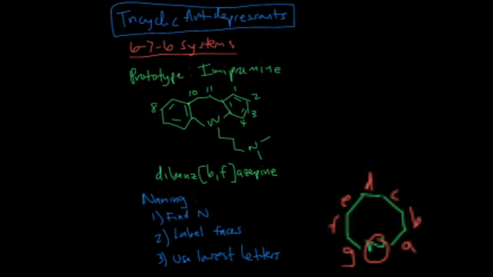Okay. So you're going to find the faces of this middle nitrogen ring that attach to the left and the right rings. So you can see here that this middle ring attaches at the A, B. So A, B, the B side attaches to this right ring. Then C, D, E, F, the F side attaches to the left ring. So it's called dibenz[b,f]azepine because it attaches on the B side and the F side. And remember to use the lowest lettering possible.